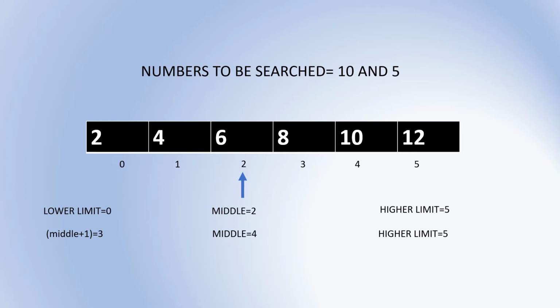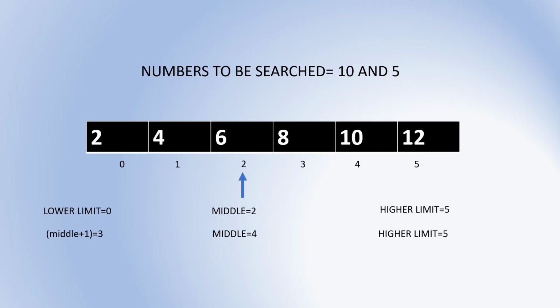Since we have to go in the right direction, our lower limit would be updated to middle plus 1. Always remember, whenever we have to go in the right direction the value of lower limit would be changed. So, now lower limit would be updated to 3. The value of higher limit would be unchanged as of now. That means it would be 5 for some time now.